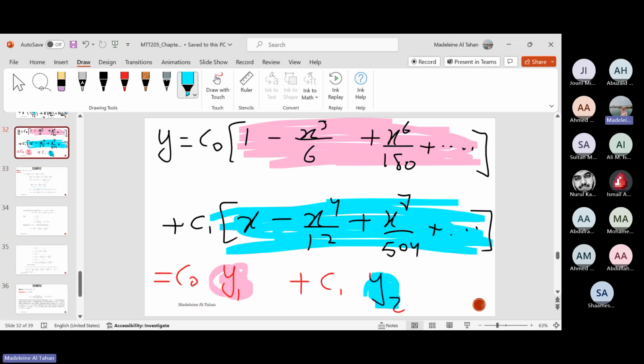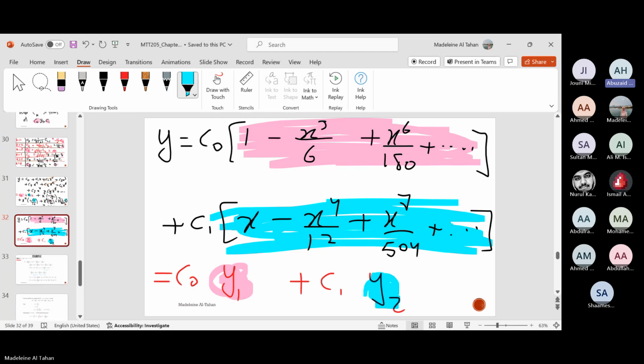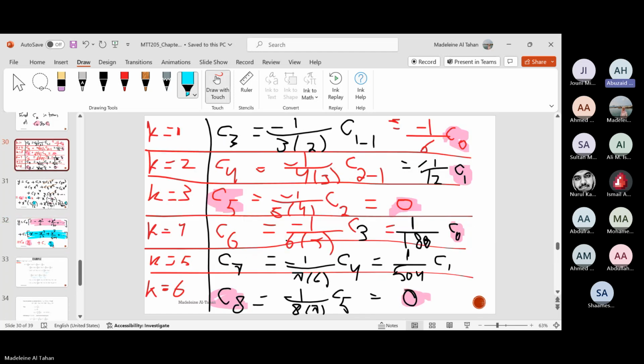Doctor, I have a question. Could you go back to the K1, K2, K3? Why do we stop at K equals 6, not K equals 5?